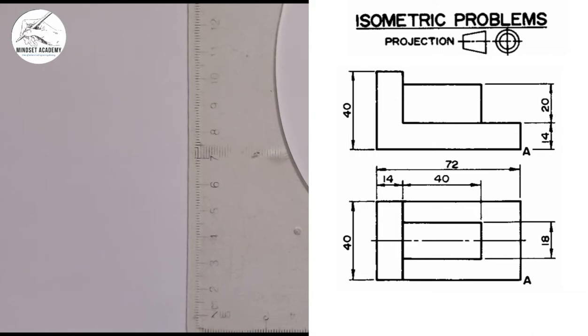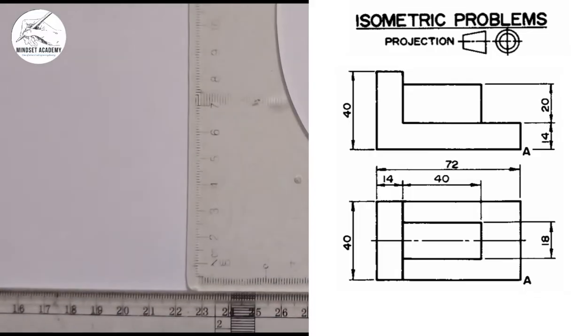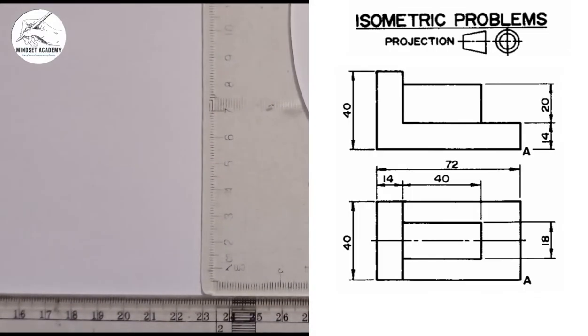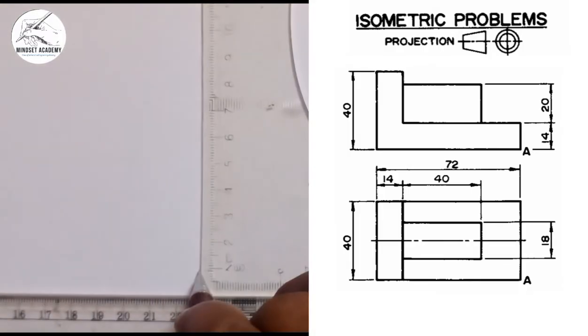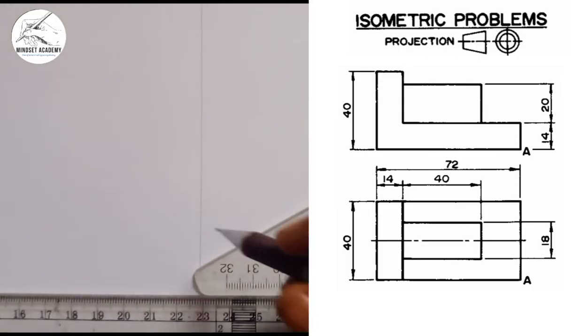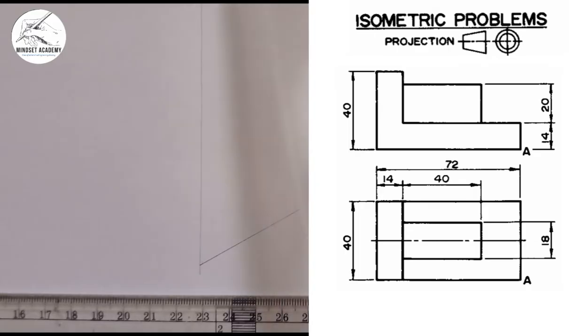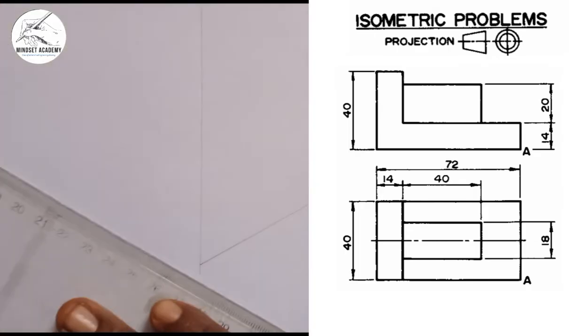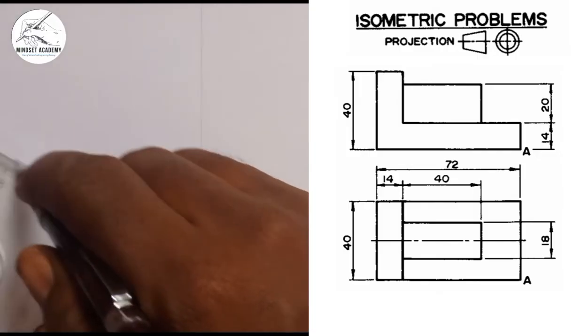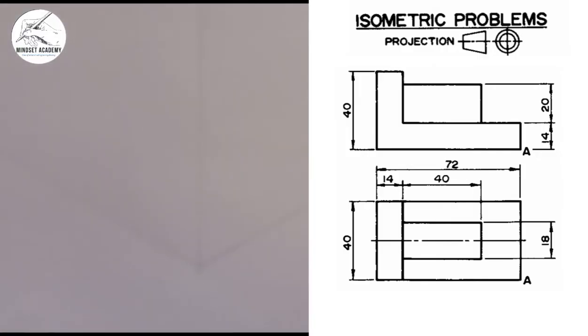Now, when you hear the word isometric projection, the first thing you have to do is to draw your isometric axis. You draw your vertical axis this way. Can you see that? And you draw your x and z axis this way. Hope you can see that, right?